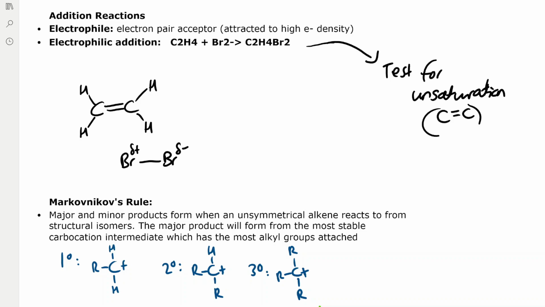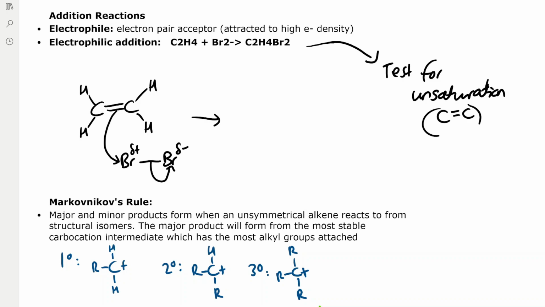So the electrons in the double bond, from the pi bond, are going to attack the delta positive bromine. And to show this, we draw a curly arrow, which shows the movement of a pair of electrons. And we draw it from the double bond directly to the delta positive bromine atom. And as these electrons attack the bromine, this will cause the bromine-bromine bond to break. So the electrons in the bond will move onto the delta negative bromine atom. And then we move on to our next step.